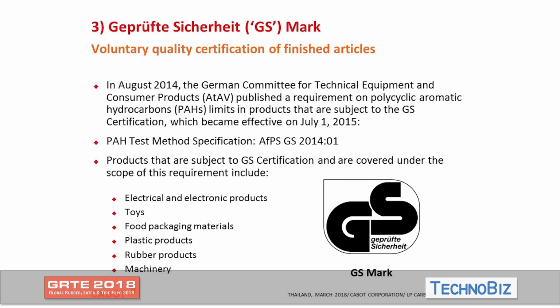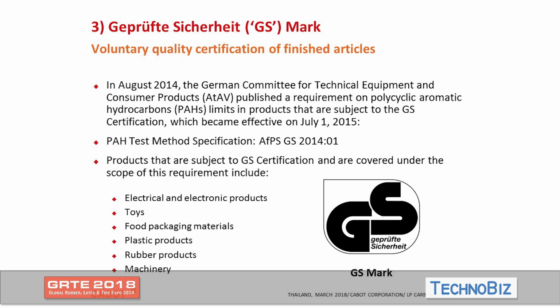So GS mark. The GS mark is different from China's food regulation and the EU regulation, which are mandatory. The GS mark is only a voluntary quality certification on final articles. It's not mandatory, but more and more people are willing to follow the GS mark requirement. The GS mark requirement is probably the most complicated and strict one. They are looking for a total of 18 different kinds of PAH, effective on July 1st, 2015. This is also the first one launched.